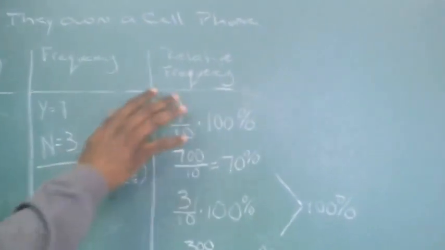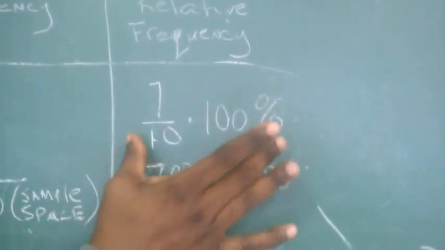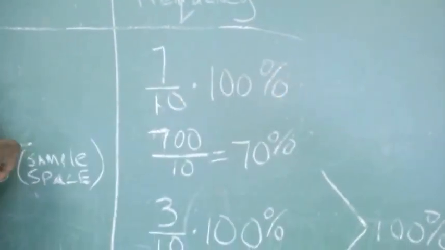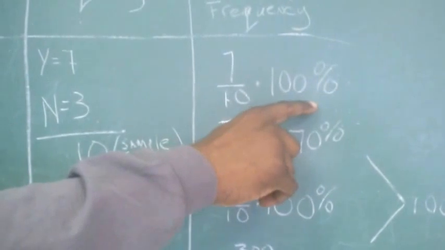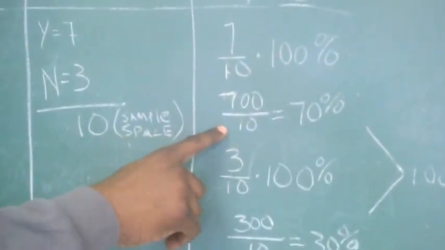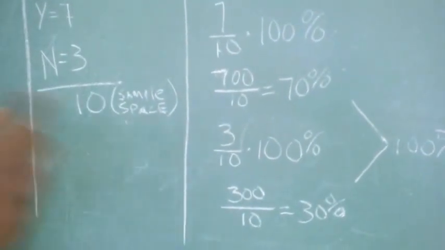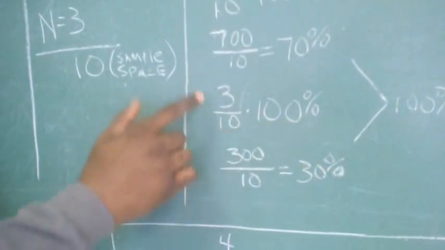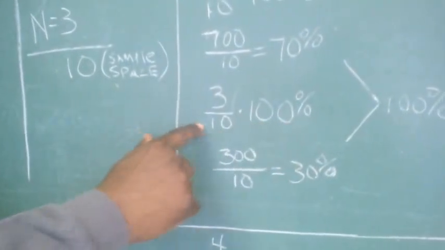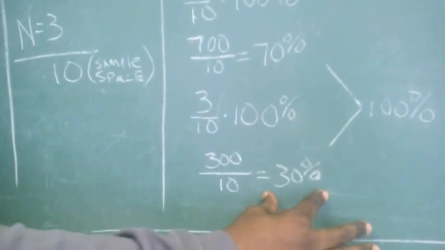As we go over to here, we're looking at the relative frequency of the information. So now we're going to look at it in percentile form, where the 7 who answered yes over the 10 sample, multiplied by 100%, gives us 700 over 10, which brings us to 70% who answered this question with yes. We do the same thing with the no. We have 3 out of the 10 times 100, which gives us 300 over 10, which gives us 30% of people who answered that they do not own a cell phone.